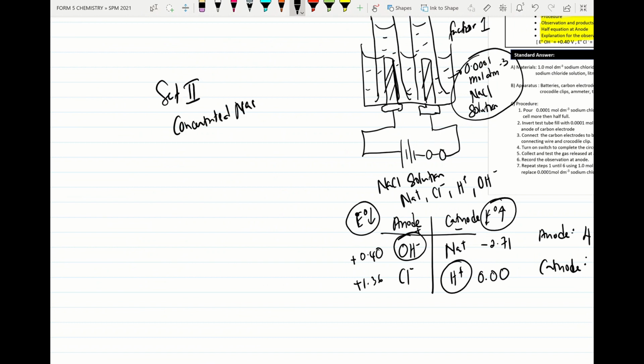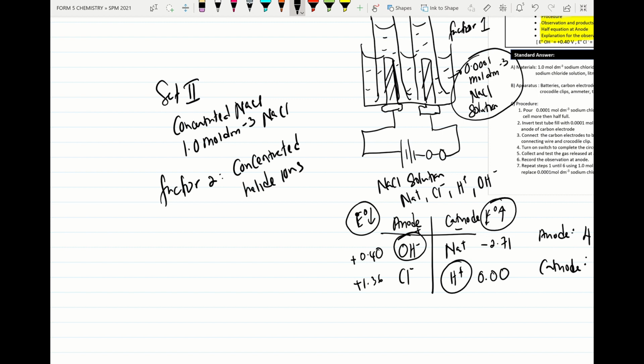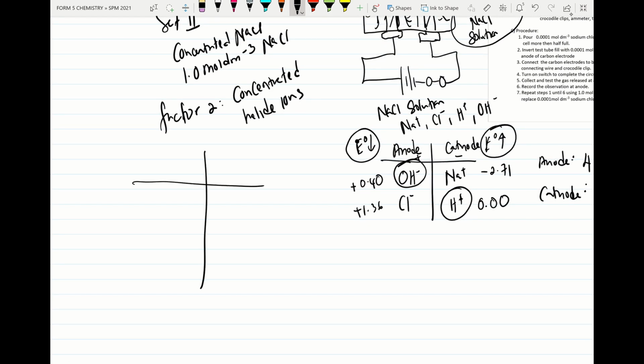Concentrated sodium chloride, or they use 1.0 mol dm⁻³ sodium chloride solution. And please remember, this will be under factor 2. Factor 2 should be concentrated. Two terms that students must remember: it should be concentrated, and also should have halide ions. So when we have halide ions, please move the ions to the anode, the positive terminal, and the cathode, the negative terminal.